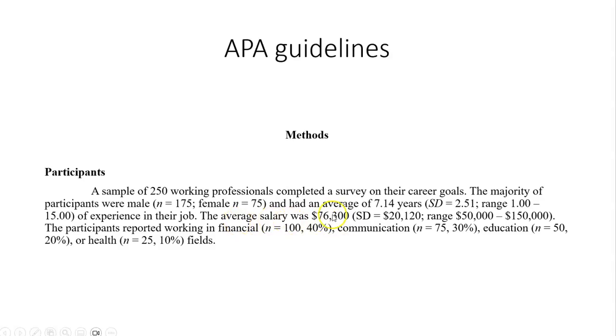Average salary is this amount, and that is the standard deviation of 20.1120, and the range from 50,000 until 150,000. And then, so this is the average. And then the participants reported working in the financial sector, where the whole is 100%. In the financial part it is 40%. Communication, they work in 30%. Education is about 20%, and health 10%, etc. So these are the descriptions of your demographic variables. So they are working years, and the salary, and what sector they work in.